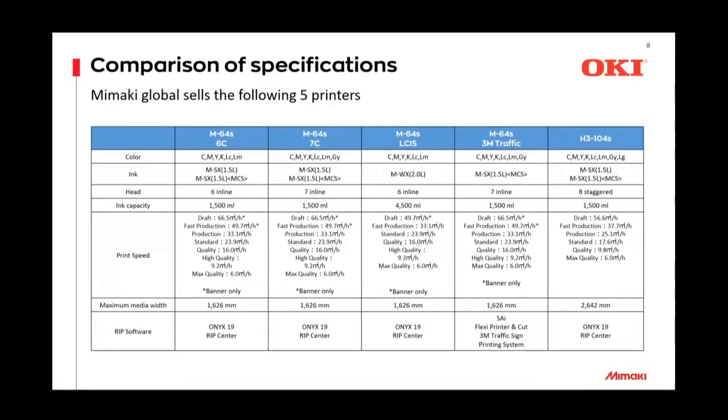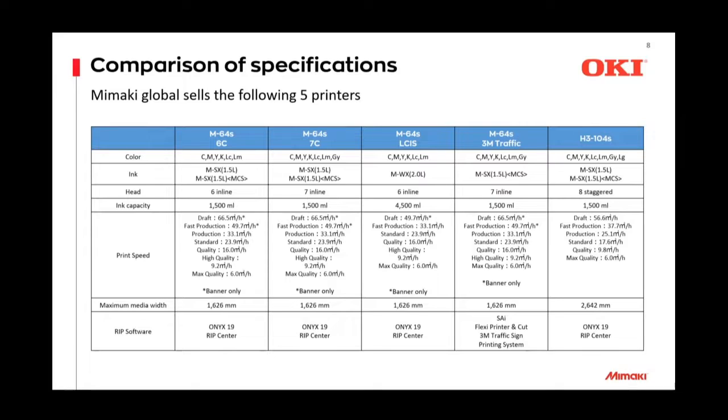All right, so having said all that, what have we got now? And what's Mimaki Global? What is our option for OKI to sell? What you've got in front of you is a list of five printers, or 5 configurations of printer. So we've got the M-64S 6-color, the M-64S 7-color, the M-64S LCIS, which stands for Large Capacity Ink System, the M-64S 3M Traffic, and the H3-104S, which is our 2.6 metre wide solution. Now, that is the global offering from Mimaki.